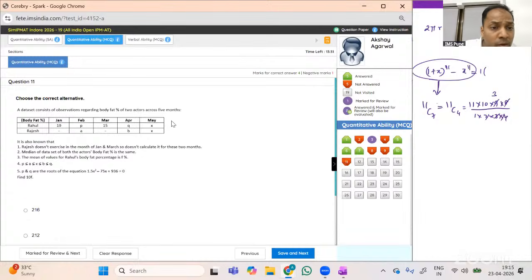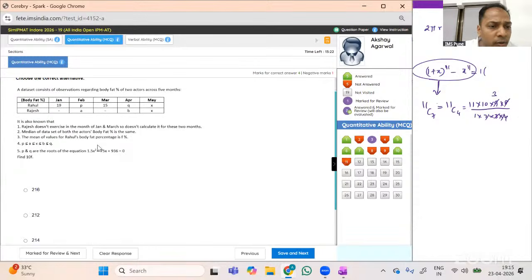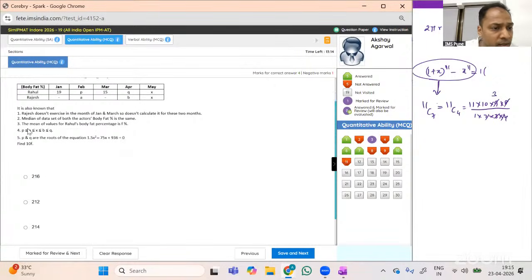Dataset contains body fat percent of 2 actors across 5 months. Rahul, Rajesh: 19, P, 15, Q, X. Rajesh doesn't exercise in the month of Jan and March, so doesn't calculate it for these 2 months. Median of the data set of both the actors is the same. The mean of the values for Rahul's body fat is F%. P and Q are the roots of the quadratic equation 1.5x squared minus 75x plus 936 equals 0. Divided throughout by 1.5, I think I'll make it x square minus 50x plus 936 divided by 1.5, that's 624, equal to 0.